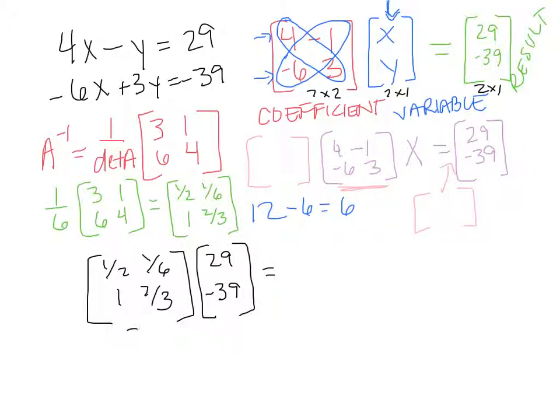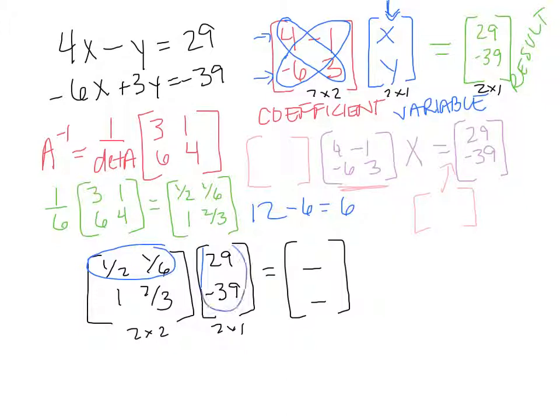So this is a 2 by 2 matrix, and this is a 2 by 1 matrix, and we know our resultant is going to be another 2 by 1 matrix, which makes sense because we're trying to find two variables here. We're trying to find x and we're trying to find y. So let's go ahead and carry out our multiplication.